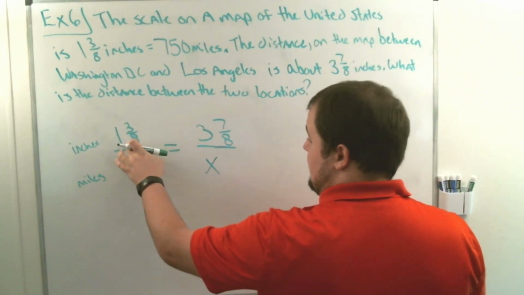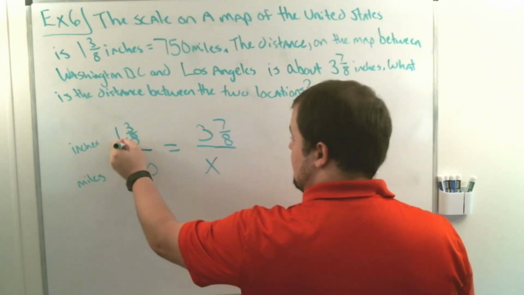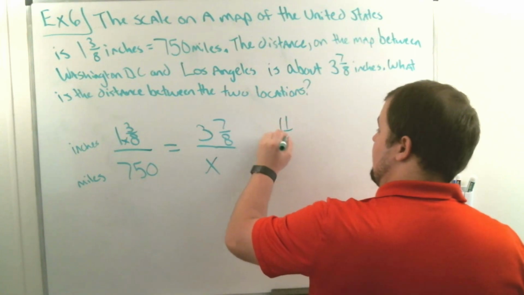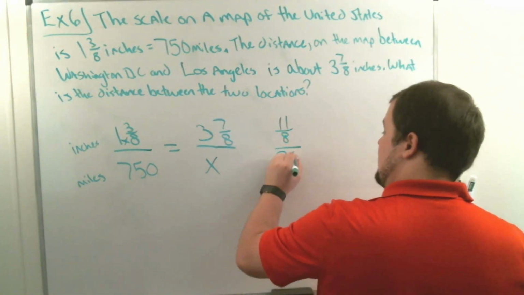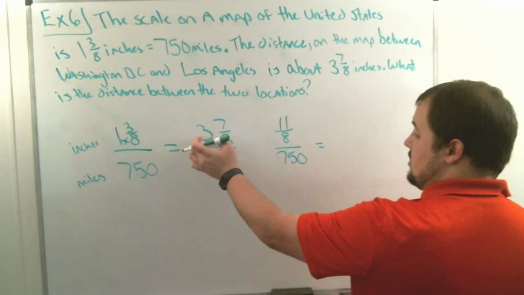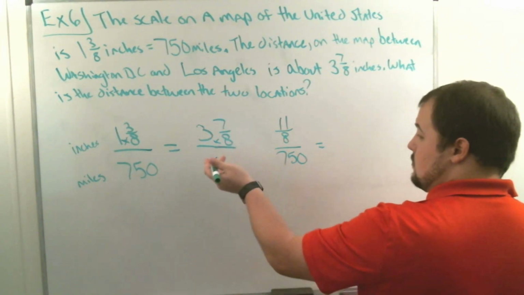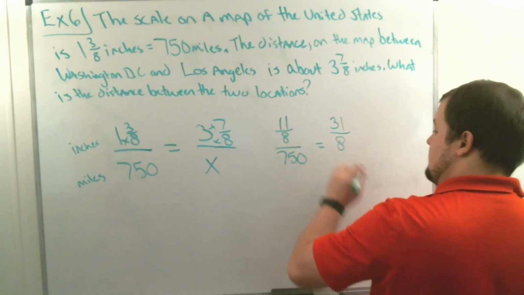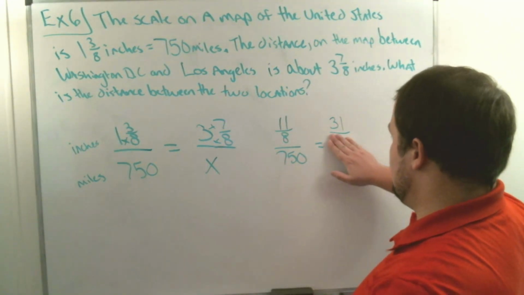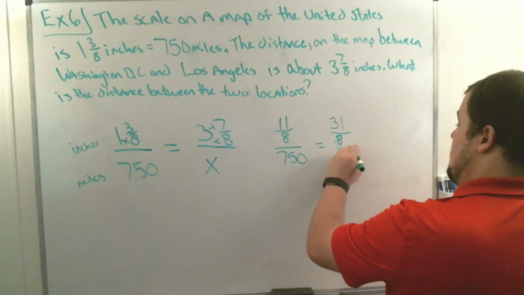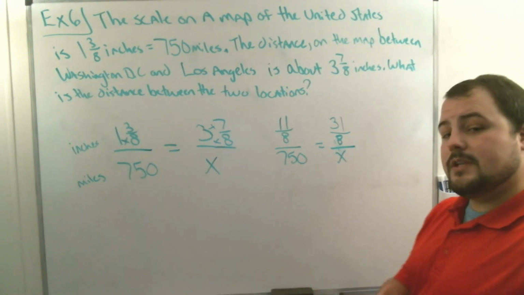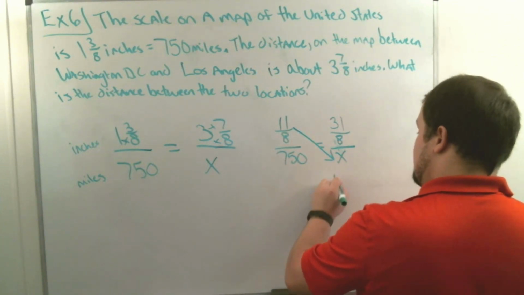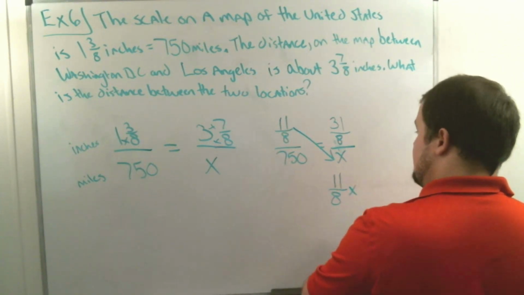So 1 times 8, so we multiply by the bottom. 1 times 8, that's 8. 8 plus 3, that's 11. So we have 11/8 over 750 equals, I'm going to change this, 3 times 8, that's 24. 24 plus 7, that's 31/8, over x. So now I can cross multiply. 11/8 times x is 11/8 x.